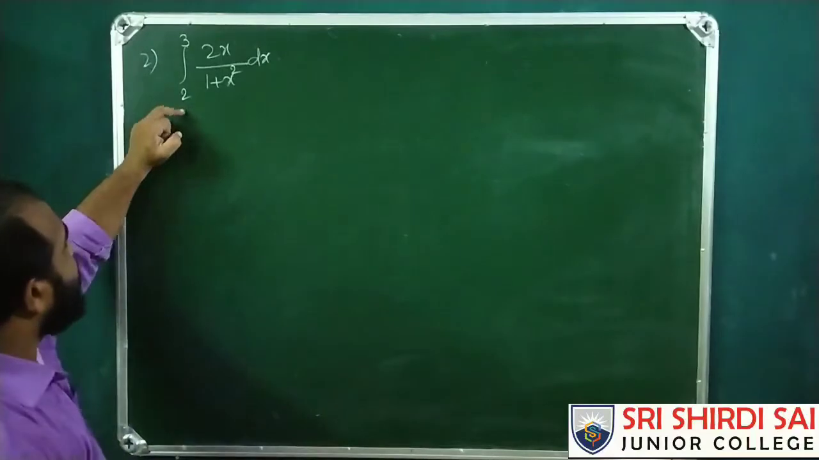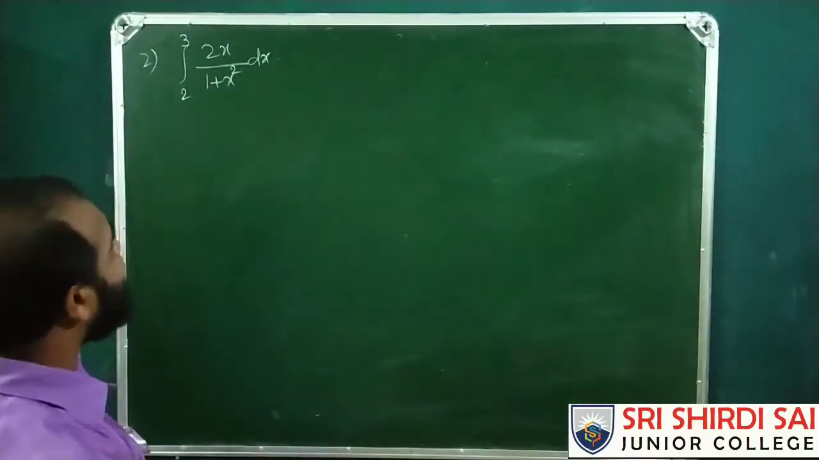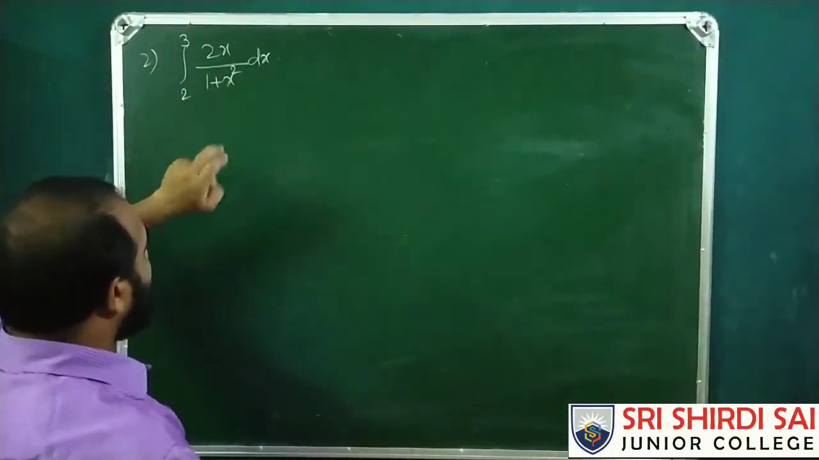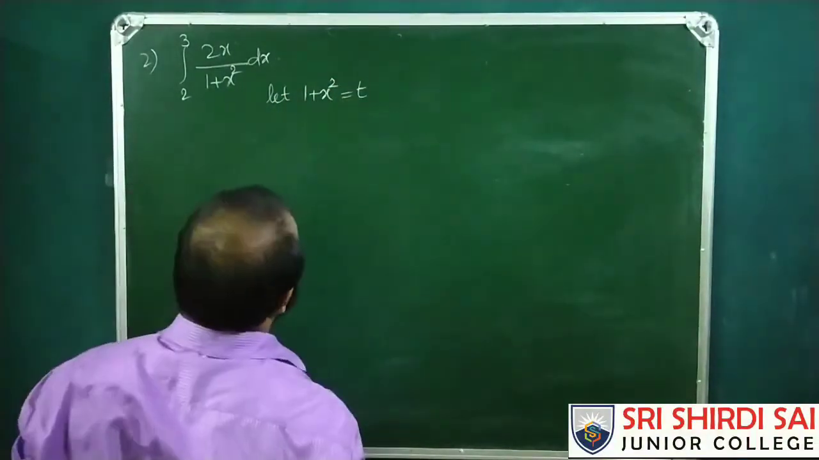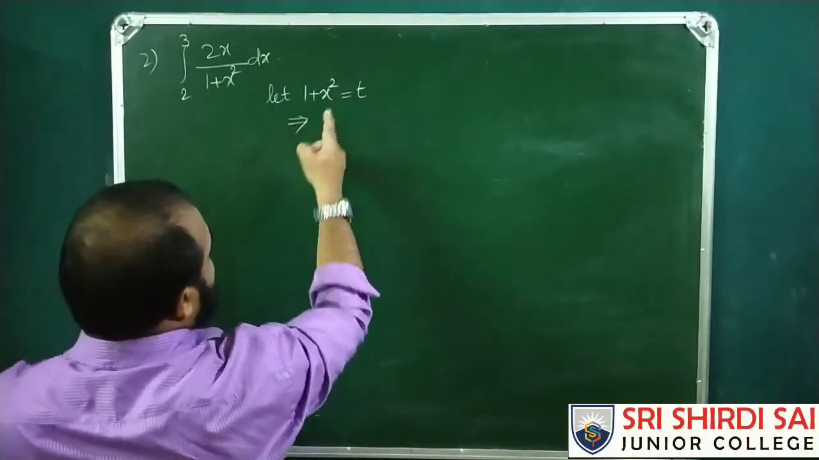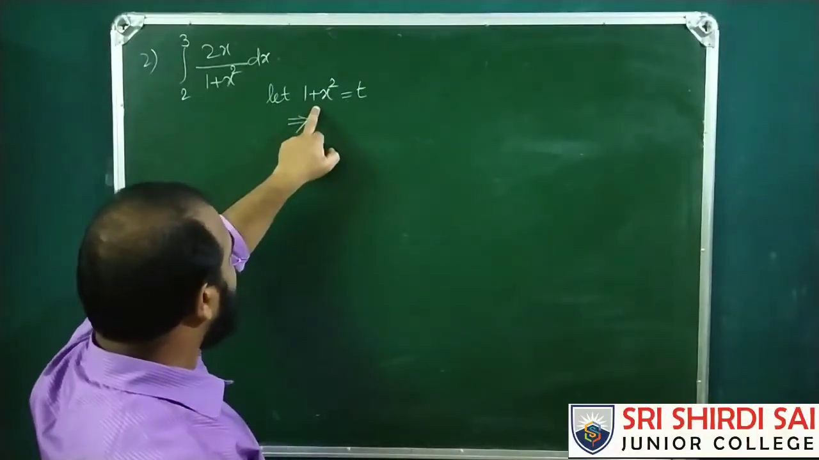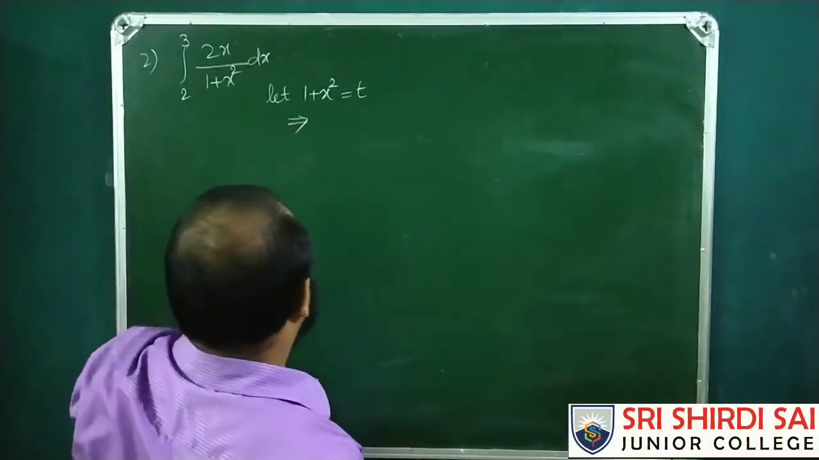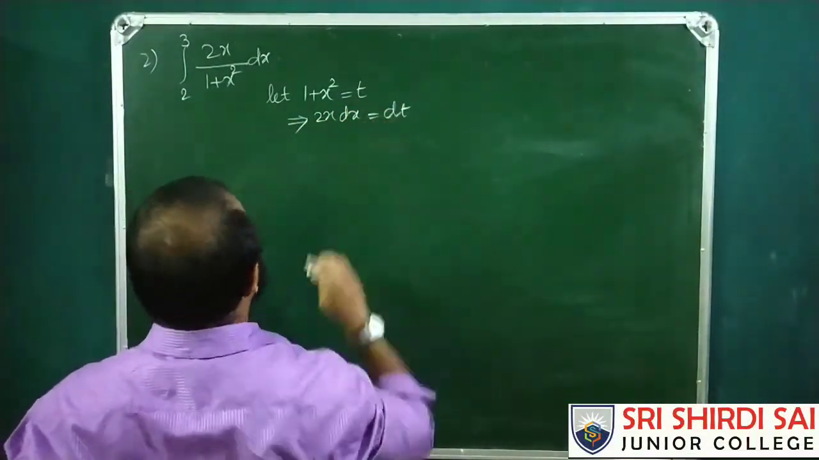So the next question is integral 2 to 3, 2x by 1 plus x square dx. Clearly this is 1 plus x square. Let 1 plus x square equal t. Whenever we are going for substitution, immediately the next step we need to do is differentiate. So 2x dx is equal to dt.